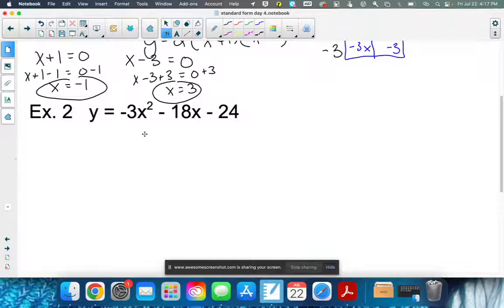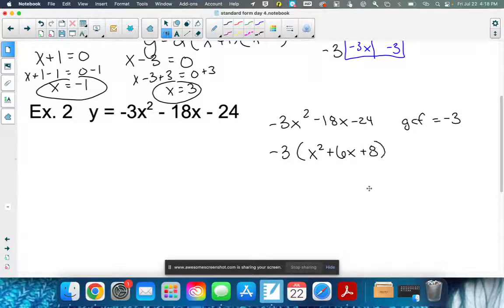Okay, so negative 3x squared minus 18x minus 24 has a GCF, and you can take a negative 3 out so that you don't have that negative in front of the x squared, which is kind of nice. So if I divide all my pieces by negative 3, then I get x squared plus 6x plus 8. Okay, I have 3 pieces, so I need my sum and product. All right, my sum is 6 and my product is 8.